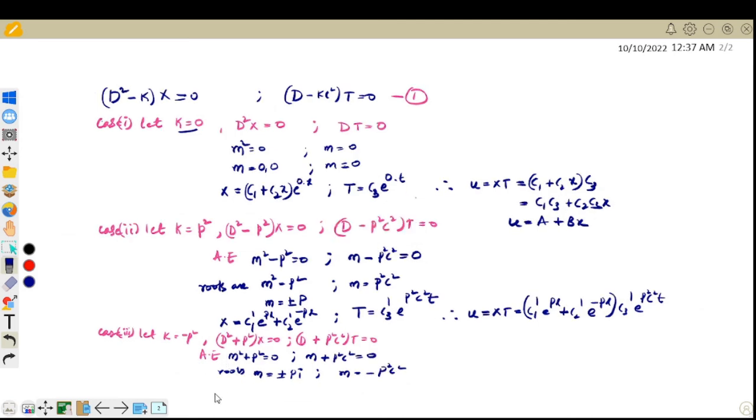Now, what is the complementary function? Complementary function capital X is equal to, when the roots are complex, that is purely imaginary, we write c1 cos px plus c2 sin px. I am writing double dash because I have already used these. Similarly, capital T is equal to c3 double dash into e raised to minus p square c square t.